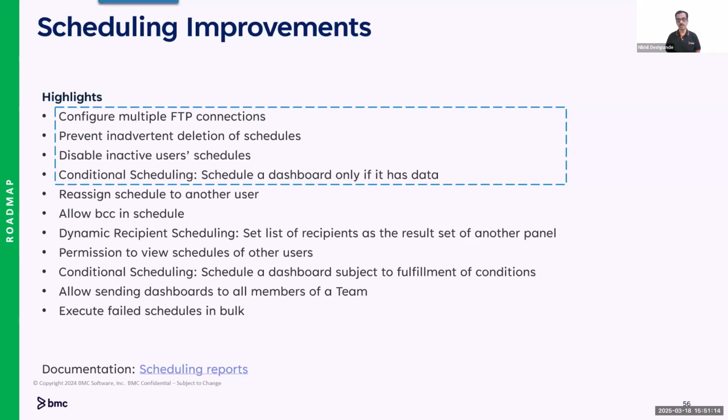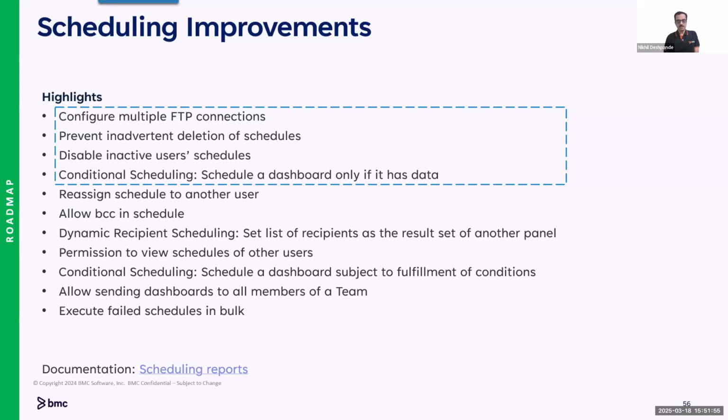Dynamic recipient scheduling is an alternative to the current way in which you have to specify all those recipients of schedules. With dynamic recipient scheduling, the list of recipients of that schedule will be the output of another dashboard, or it could be a panel within the same dashboard. So at runtime, that other dashboard will be executed first, and depending on the contact list, the email list that we find from that, we will send that schedule just to that list every time.